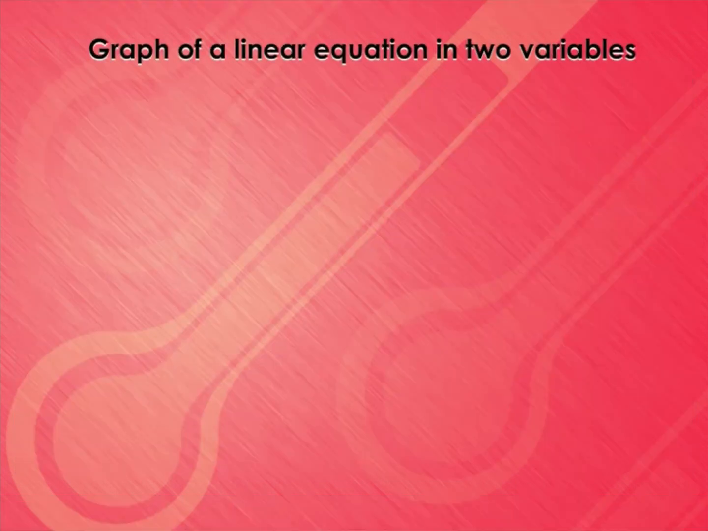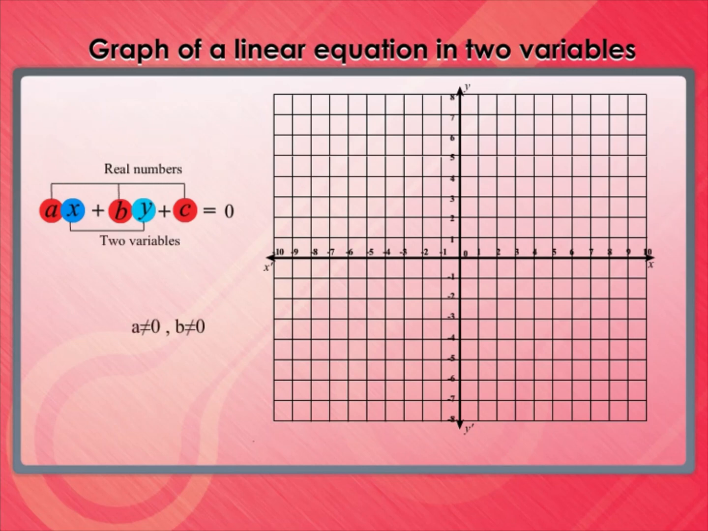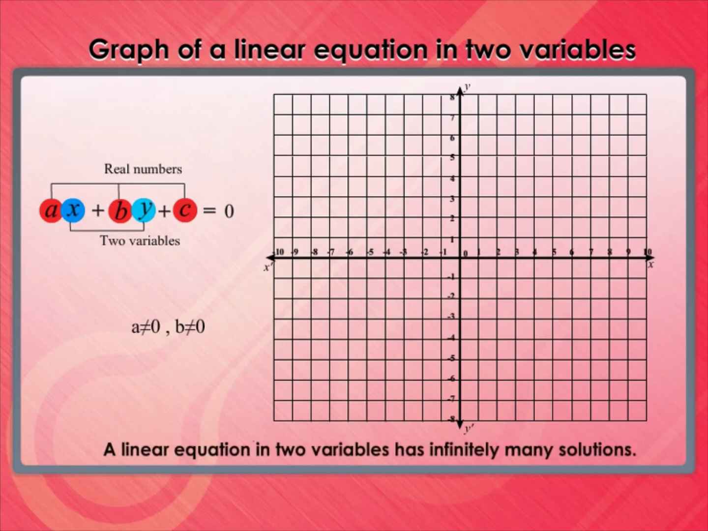Graph of a linear equation in two variables. We already know that the equation of the form ax + by + c = 0 is a linear equation in two variables, where a, b, and c are real numbers and a and b are not both 0. A linear equation in two variables has infinitely many solutions.